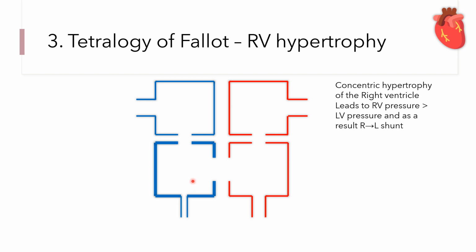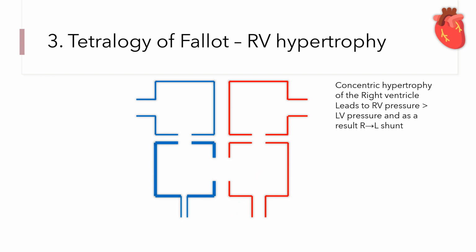If there is concentric hypertrophy of the right ventricle, previously we discussed in the first change, the right ventricular pressure or cavitary pressure will always be higher than the left ventricular cavitary pressure. So the predominant shunt in this case will be right to left shunt, not left to right shunt. So the third change is the concentric hypertrophy of the right ventricle. This is the third change in the tetralogy of Fallot.